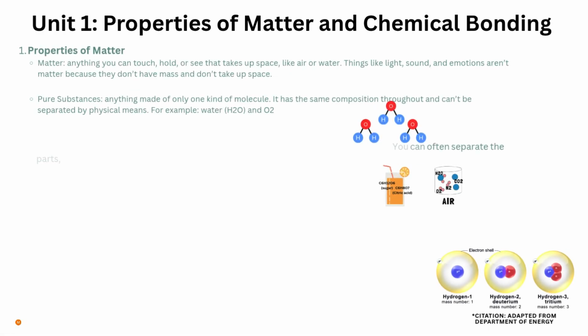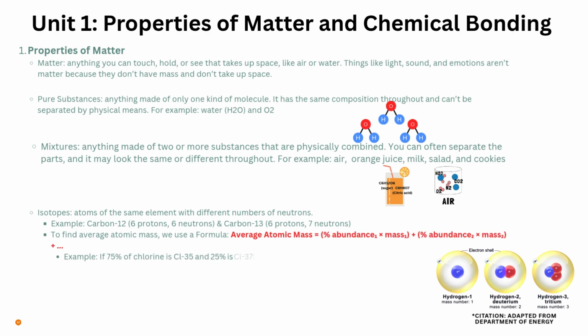So let's break down the properties of matter. First up, what is matter? Matter is anything you can touch, hold, or see that takes up space and has mass, like air, water, or even your desk. But things like light, sound, or emotions are not matter. They don't take up space or have mass.